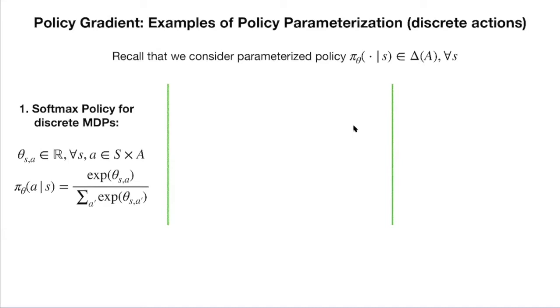So pi theta is a valid distribution. In other words, the sum over a of pi theta(a|s) equals 1, and pi theta(a|s) is bigger than 0 for every a. So this formulation gives us a distribution.